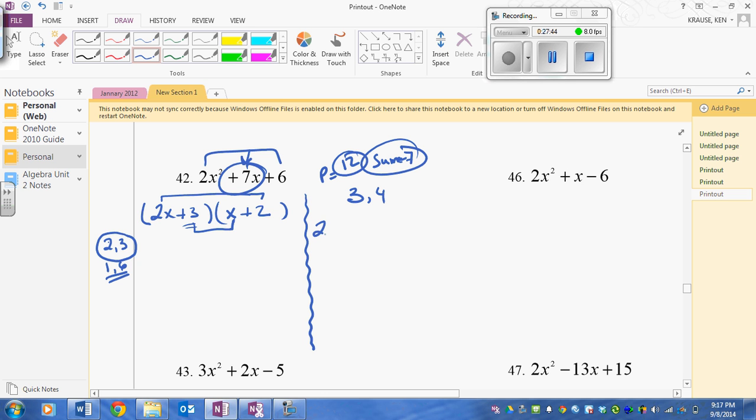So I'm going to rewrite this as 2x squared plus 3x plus 4x plus 6. And in this one you can take out an x from the first pair, leaving 2x plus 3. And from the second pair you take out a 2, and you're left with 2x plus 3. So your final answer is 2x plus 3 and x plus 2.